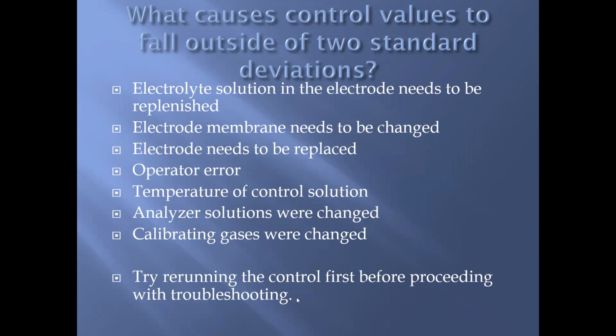This is a test question that shows up on your exam next week. Try rerunning the control first before proceeding with troubleshooting. Because a lot of times all you have to do, if the first value came out of range, is just rerun the control. So that's always going to be your first answer.